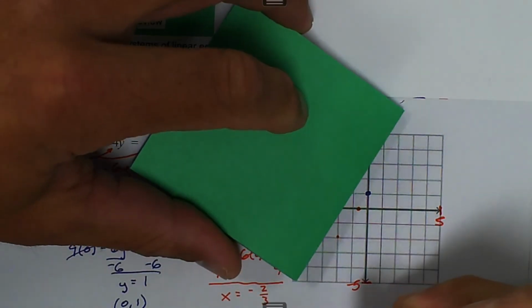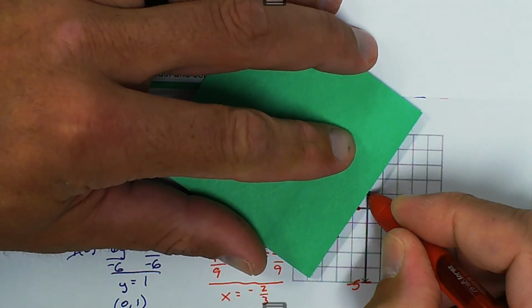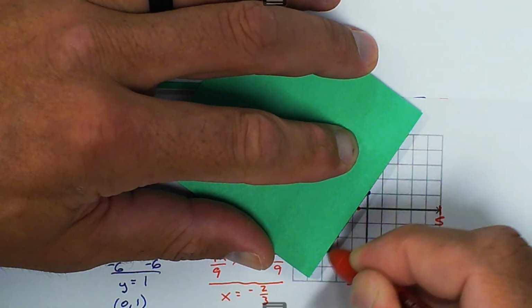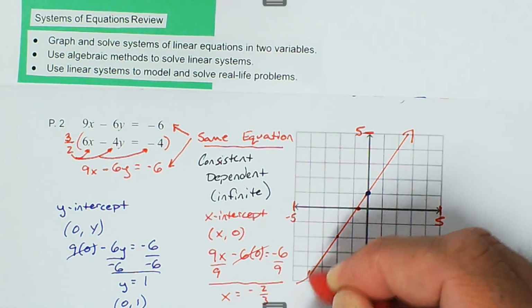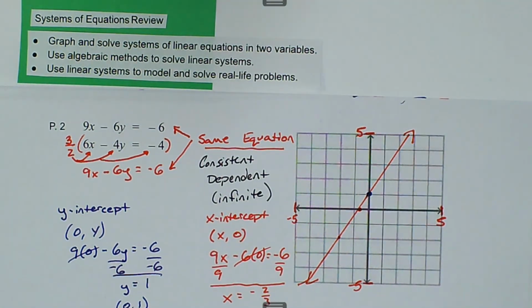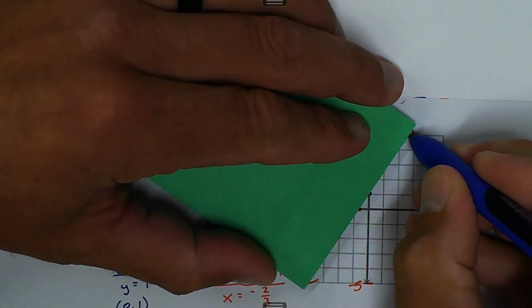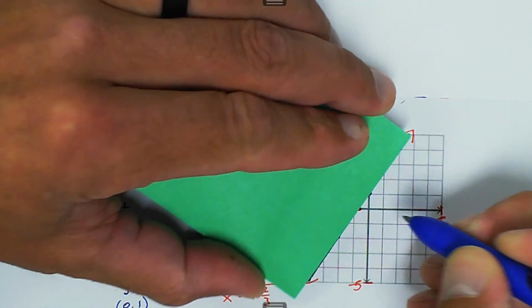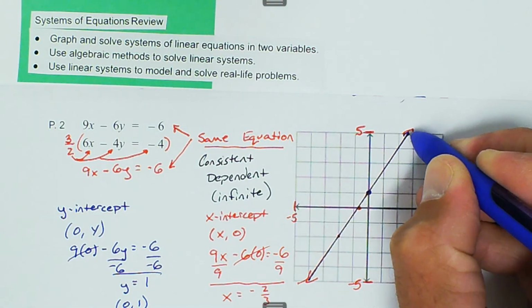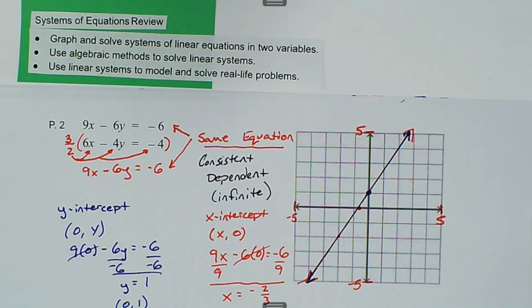And because we know that it is consistent dependent, we know that it's the same line, so we have overlapping lines there. I don't have to do this, but I'm just going to draw it with two colors just to show that there are two lines that overlap at the same point. And that way we have infinite solutions.